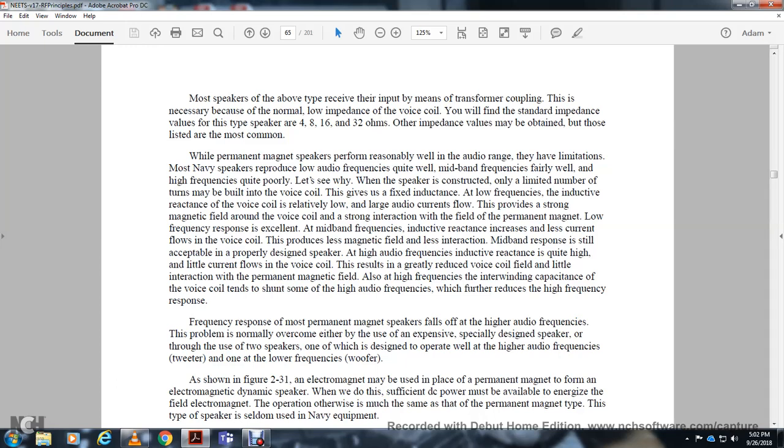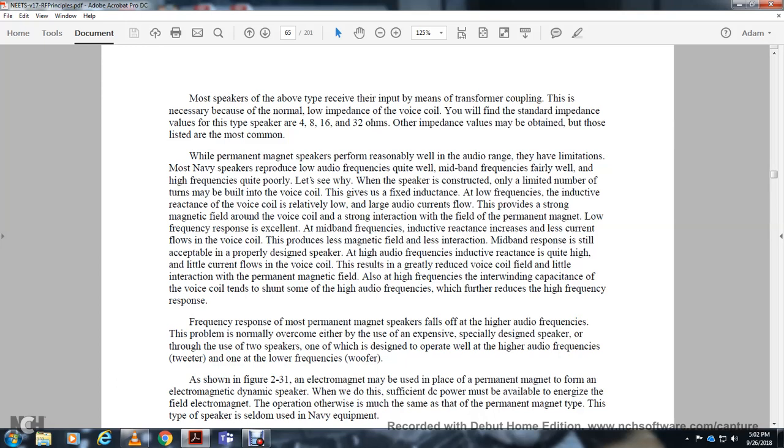Let's see why. The speaker is constructed with a limited number of turns that may be built into the voice coil. At low frequency, the inductive reactance of the voice coil is relatively low, so large audio current flows, which provides a strong magnetic field around the voice coil and a strong interaction with the field of the permanent magnet. Low frequency response is excellent. At mid frequency, the inductive reactance increases, so less current flows in the voice coil, producing a less intense magnetic field and less interaction. Mid-band response is reduced but is still acceptable with proper design.